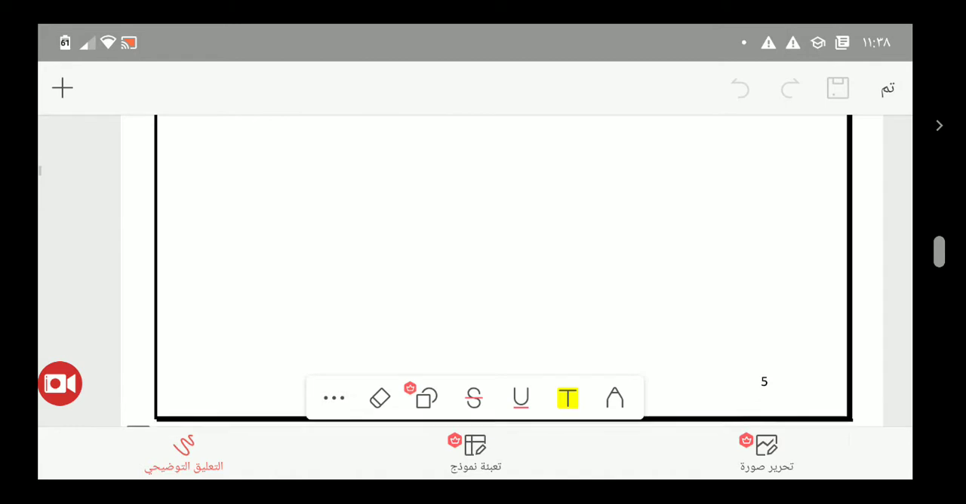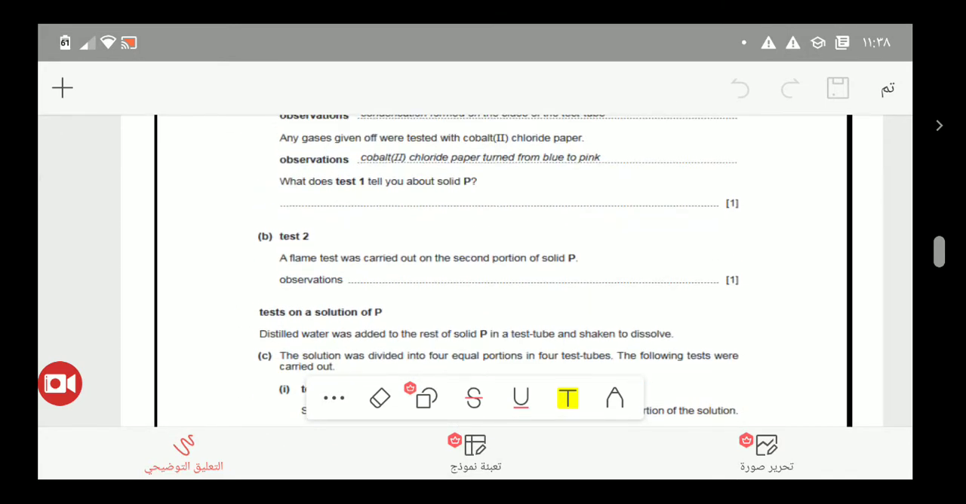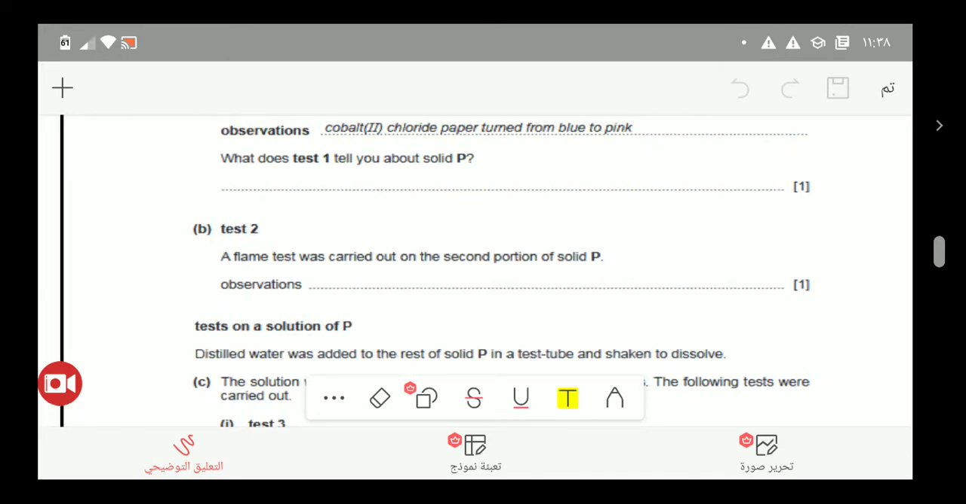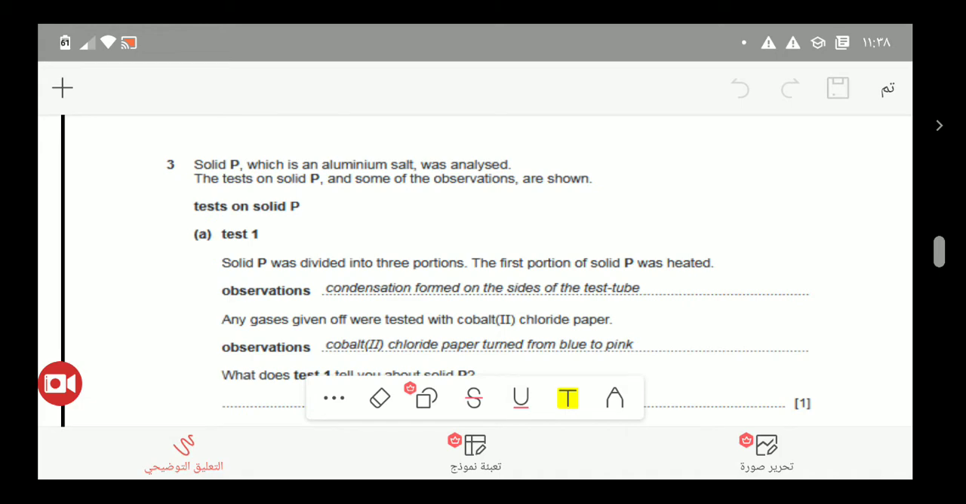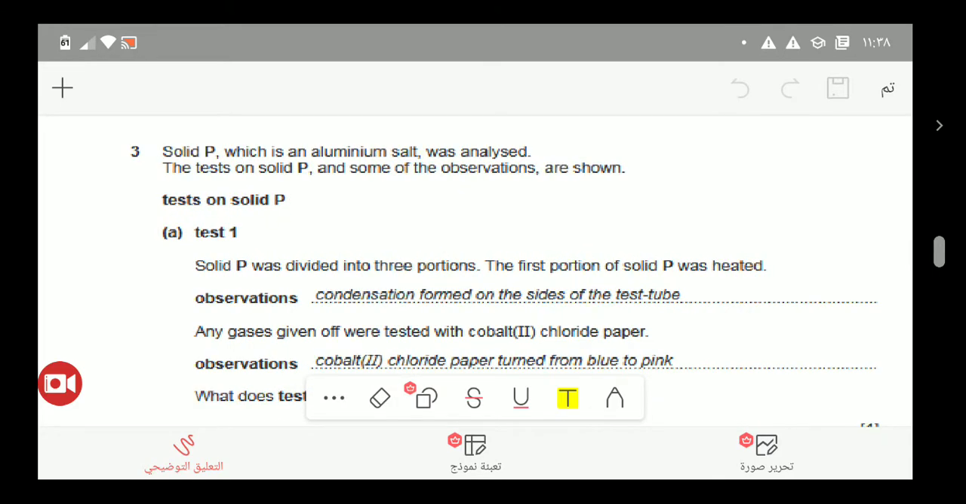The next question is about testing of ions. As we know, we have three kinds of ions: anions, cations, and gases. There are different kinds of groups we studied and learned to differentiate between them. First question here.